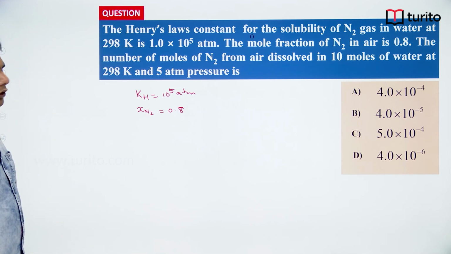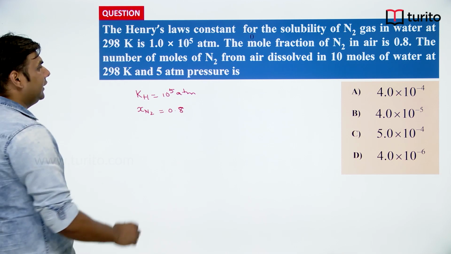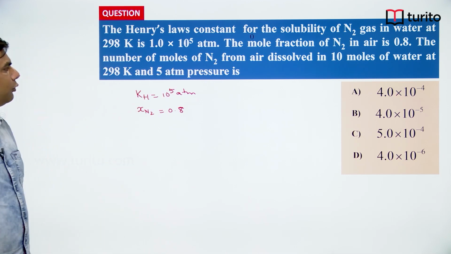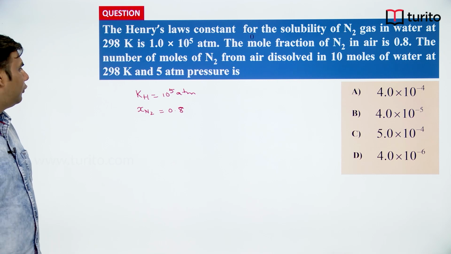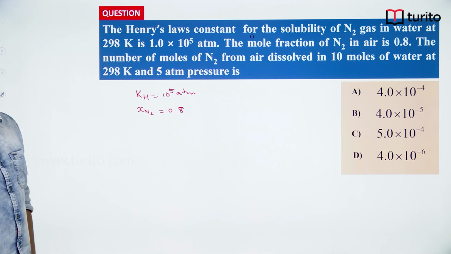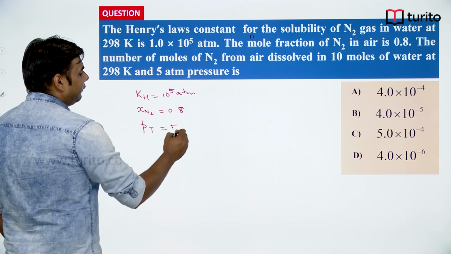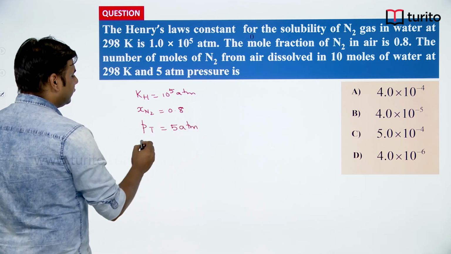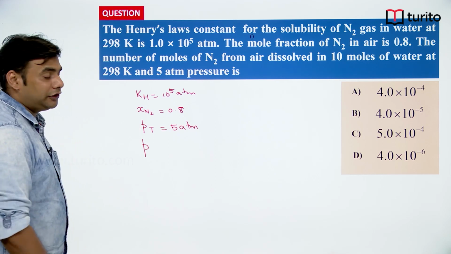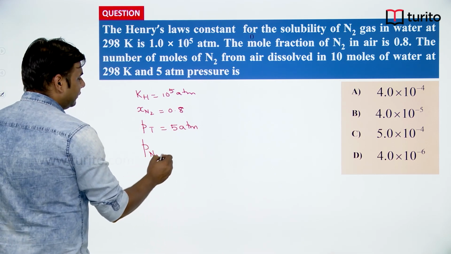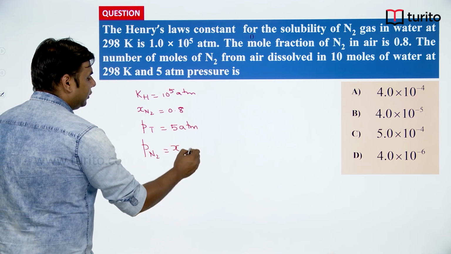So we know the mole fraction of N2 as 0.8. The question asks for the number of moles of N2 from air dissolved in 10 moles of water at 298 Kelvin and 5 atm pressure. So we know that the total pressure is also 5 atm. Okay, so the partial pressure of N2 would be the mole fraction of N2 into the total pressure.